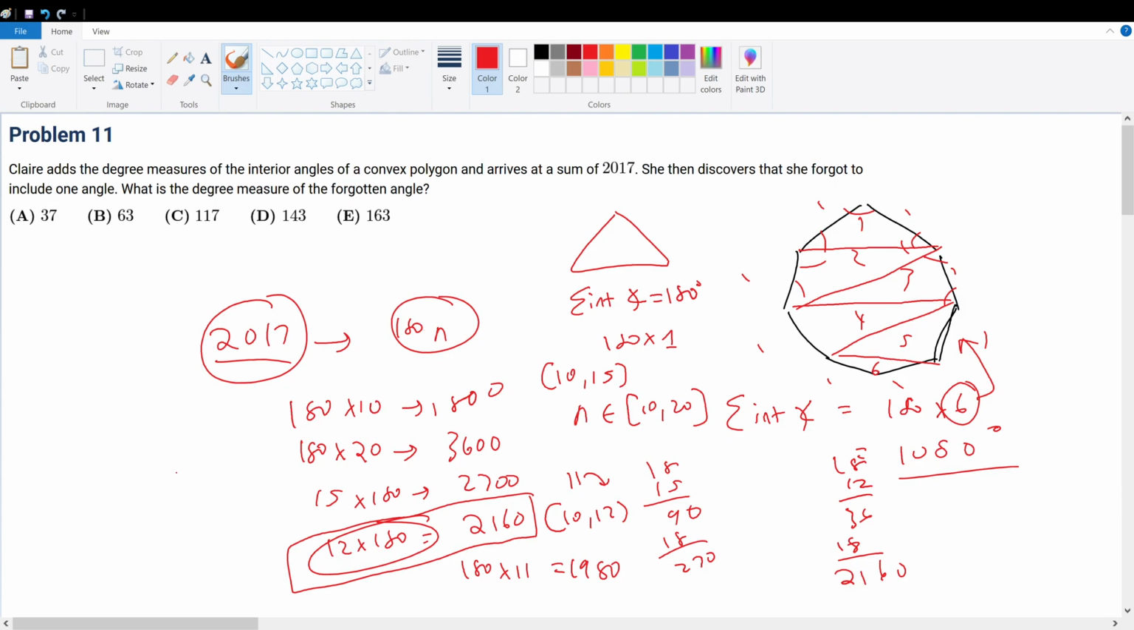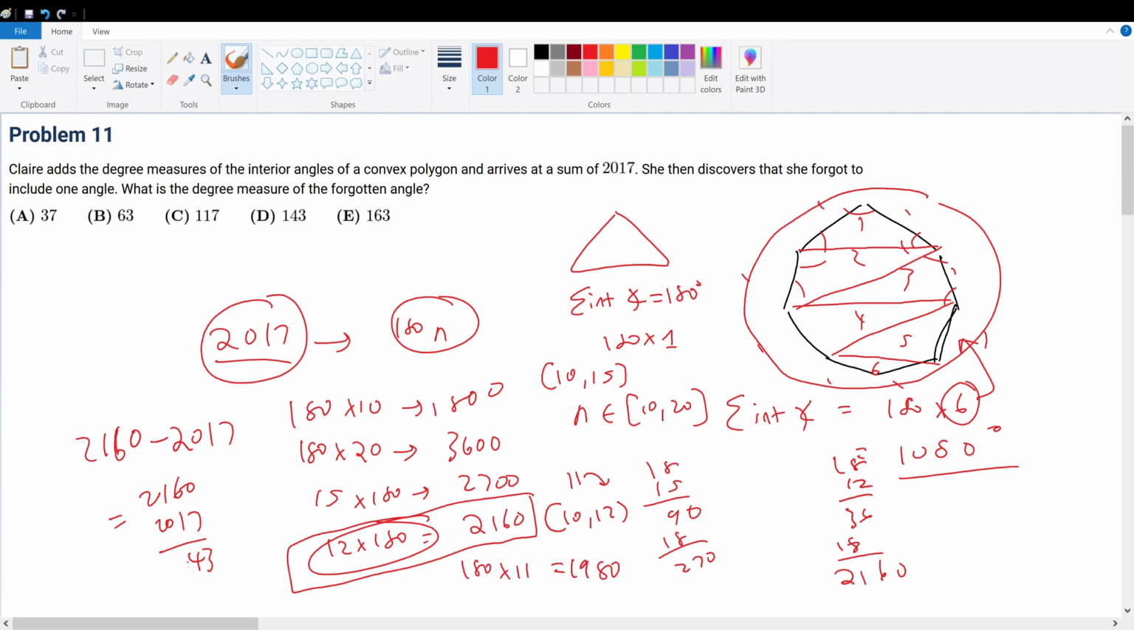So the missing angle must be 2160 minus 2017 to satisfy this theorem, which is that the sum of interior angles is equal to 180 times some constant. But it doesn't matter what that constant is, we're just trying to find the missing angle here. So this is equal to 2160 minus 2017, which is 143 degrees, and that means your final answer will be answer choice D.